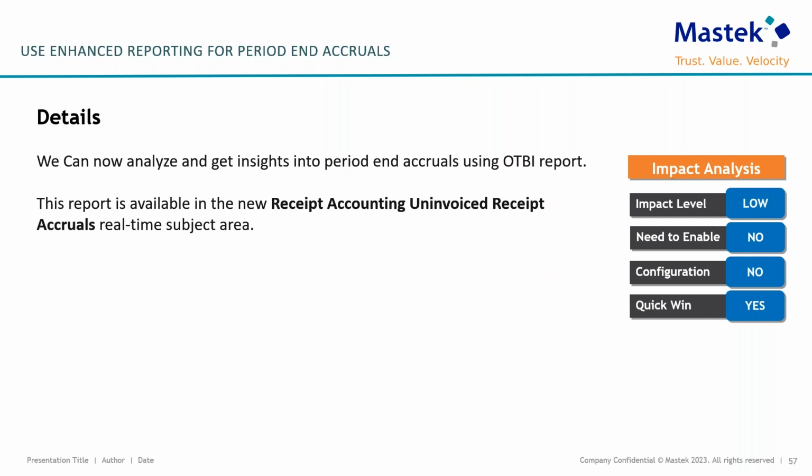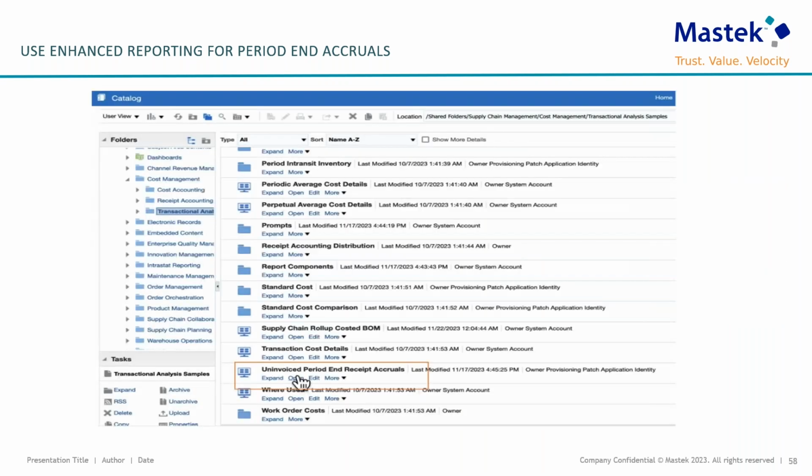Now moving to the next one, which is use enhanced reporting for period accruals. So again, we have a new subject area wherein we can use receipt accounting, uninvoiced receipt accruals in a real-time subject area. There will be no configuration changes because it's simply an OTBI report subject area. Here we can see the uninvoiced period and receipt accruals option available in this subject area in cost management.